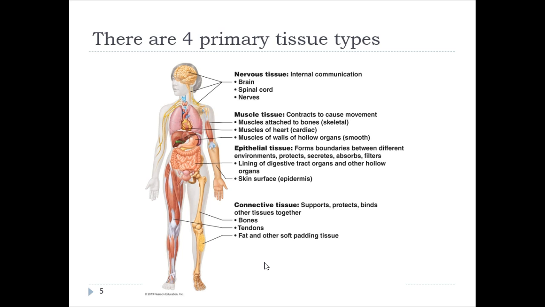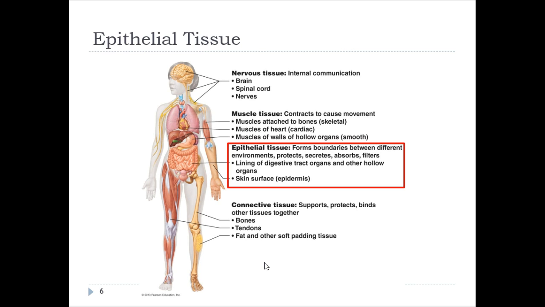The 4 main types of tissue that we're going to discuss is the nervous tissue, and I'll make a separate video for that, muscle tissue, epithelial tissue, and connective tissue. This video alone is just going to focus in on the epithelial tissue. What epithelial means is it forms boundaries between different environments and protects us from things.